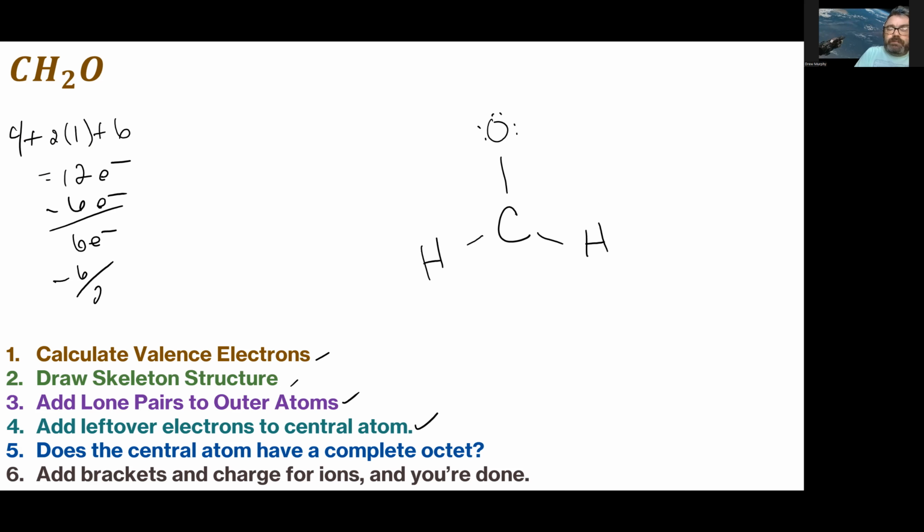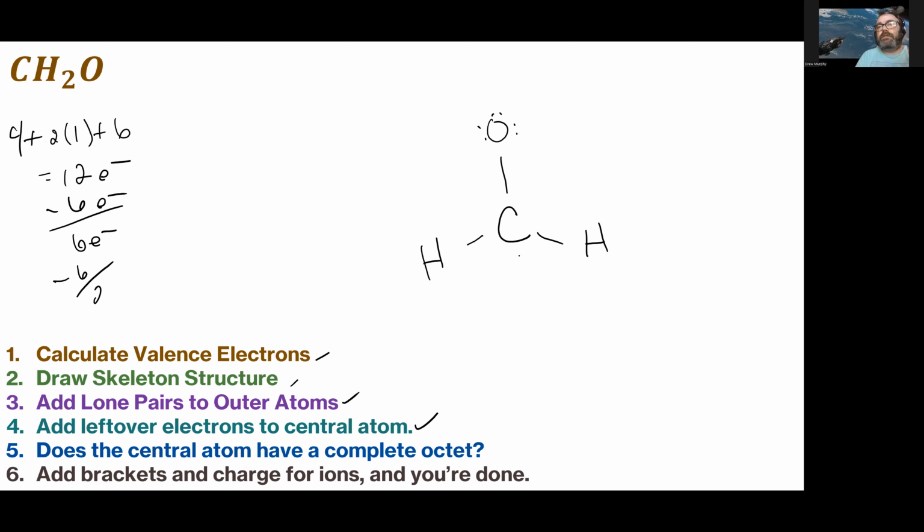Does the central atom have a complete octet? No. Okay. Carbon needs to have 8 electrons. Remember, we said carbon likes to form 4 bonds. Carbon will almost always form 4 bonds. So we've got to have 4 bonds in there. We don't have any more electrons to give to the carbon, but we need the carbon to have more electrons.